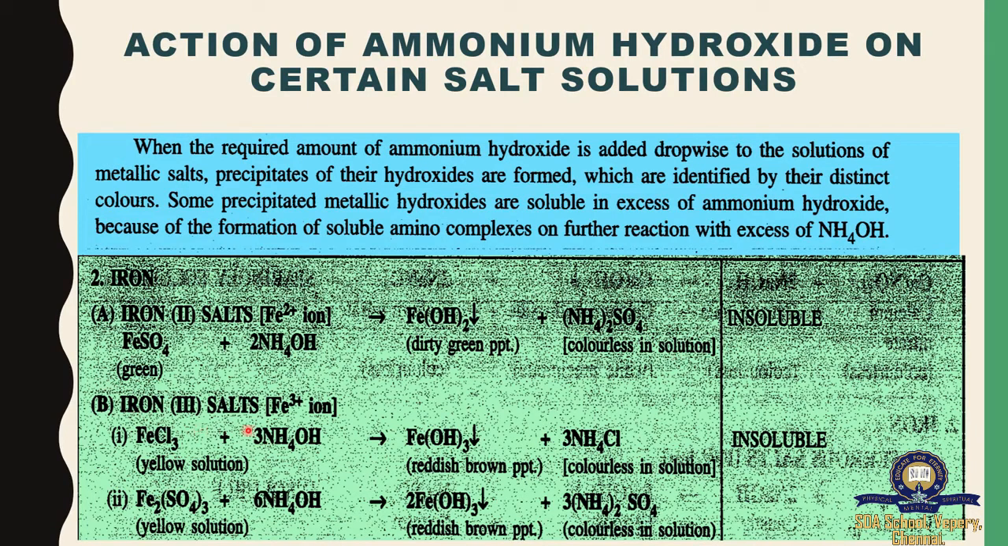Next, iron(III) salts, that is ferric salt. Ferric chloride is reacting with ammonium hydroxide. Ferric hydroxide has been precipitated. Here it is a reddish brown precipitate. Again, ammonium chloride salt is also formed. It is insoluble in nature. Next, ferric sulfate, again reacting with ammonium hydroxide and giving ferric hydroxide. It is a reddish brown precipitate and then forms ammonium sulfate salt.